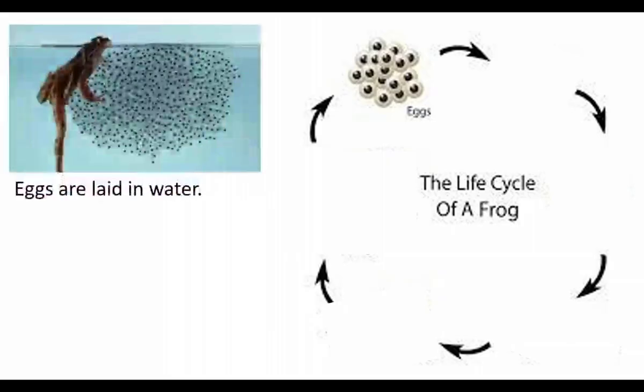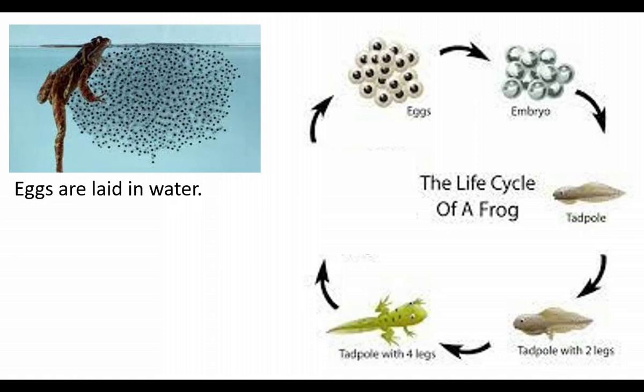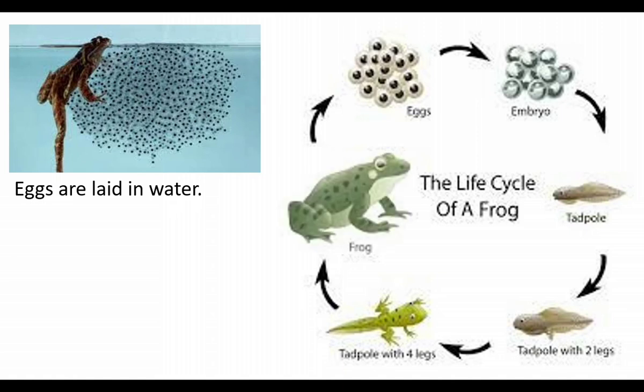Frogs lay eggs in water. The eggs develop into an embryo. The young one coming out of egg is tadpole. Tadpole is a fish-like animal. The tadpole develops 2 legs and then 4 legs. The tail disappears. Finally, it becomes an adult frog. This process is called as metamorphosis.